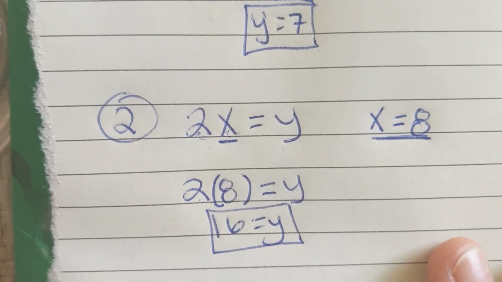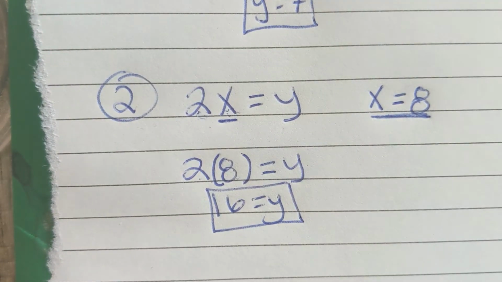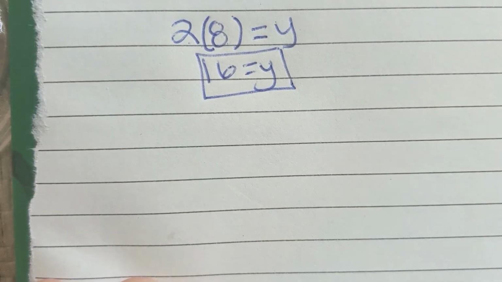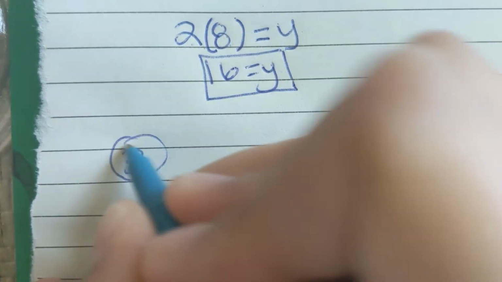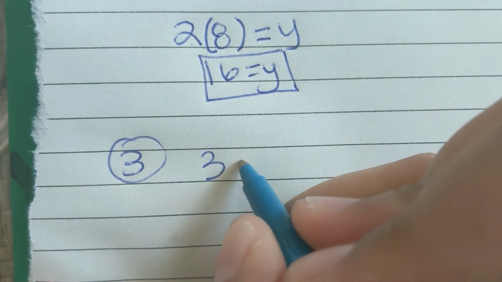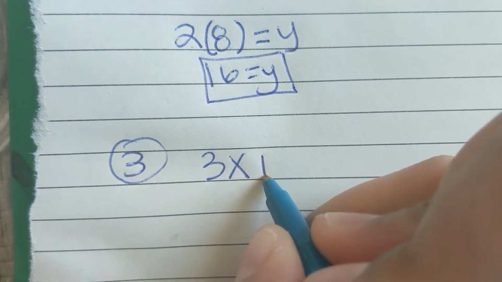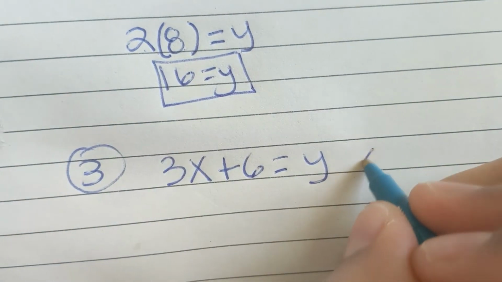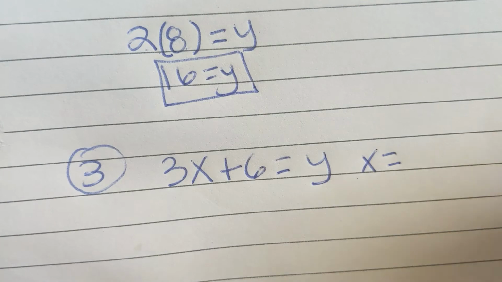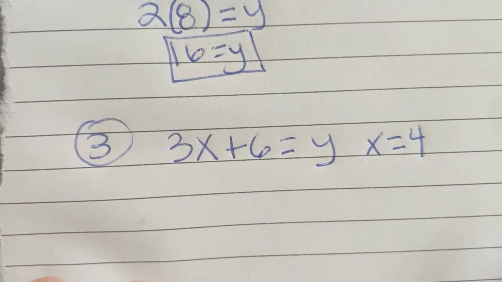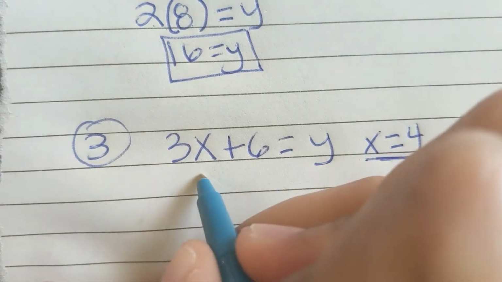Some of these are going to have more of a longer equation, I guess I should say. So let's do one last example. Okay, so it's example number 3. So let's say we have 3x plus 6 is equal to y. And we know that x is equal to 4, let's say. Okay? So again, we know that x is equal to 4.